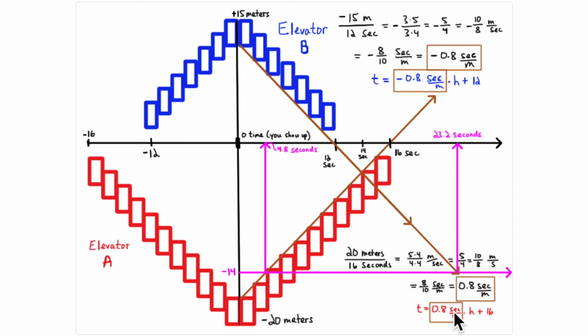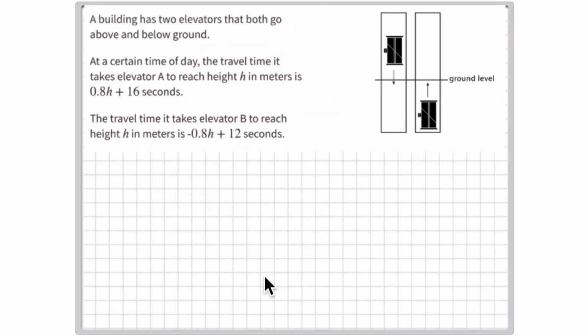And how long does it take this elevator to travel 6 meters? It's traveling at 8/10 of a second per meter times 6 meters. 6 times this 8/10 right here. This is going to take 4 8/10 seconds. 6 times 8 is 48. 6 times 8/10 is 4 8/10. This is going to take 4 8/10 seconds to get to here. So let's look at that calculation first.